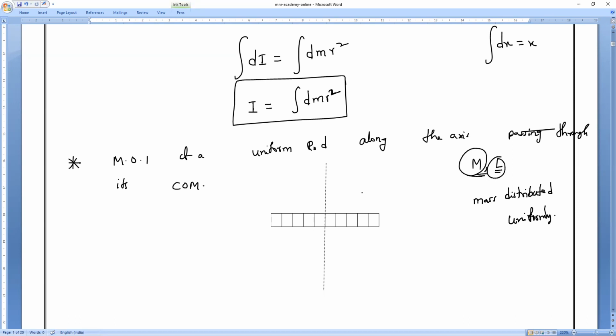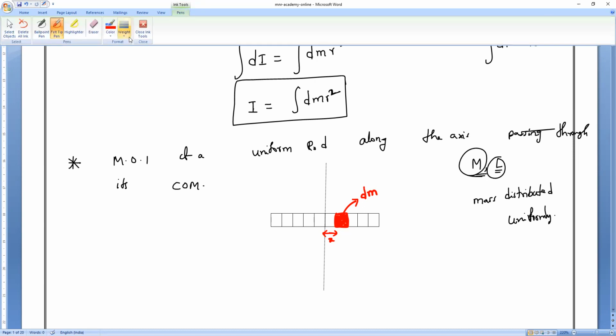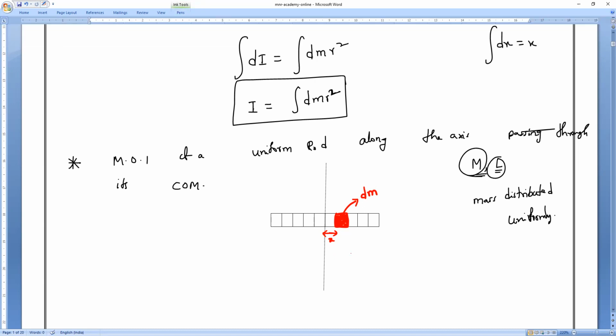We have considered the total length and total mass as L and M. Now let me consider a particular part alone. I will choose this particular part and shade it. The mass of this particular part, let me assume, is dm. From the center of mass, it is present at a distance of x meters.